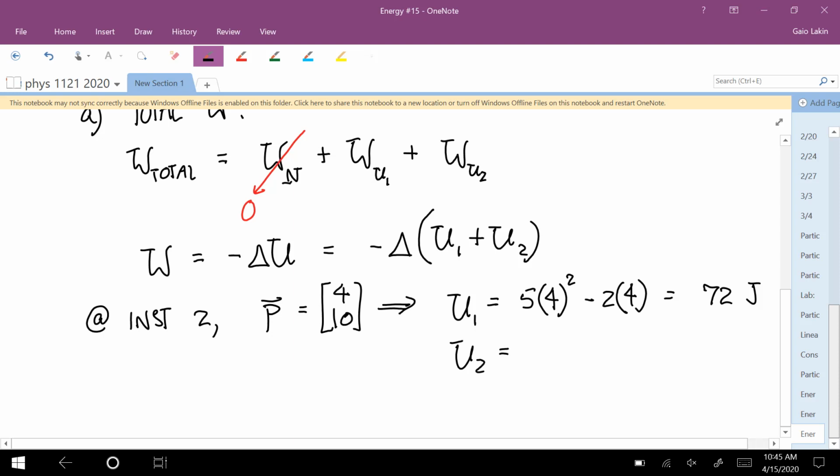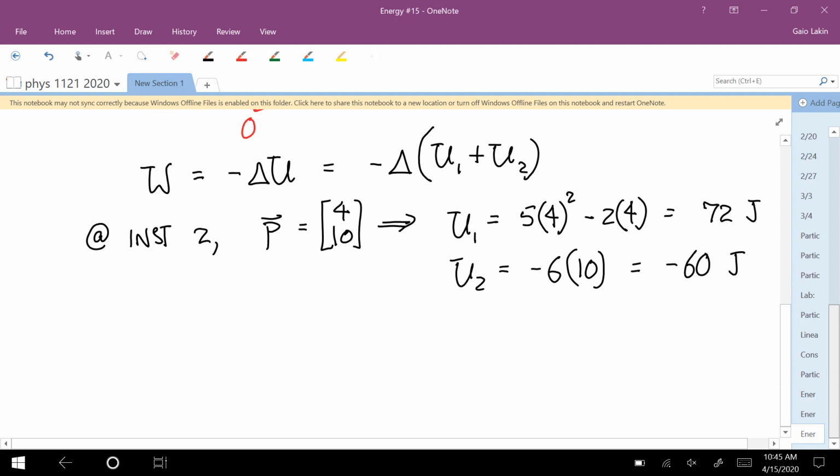U2 at instant 2 is negative 6 times the y coordinate, so negative 60. There's nothing saying that potential energy can't be negative. And so you can think of the total U at that point as the sum of those two. So 12 joules.